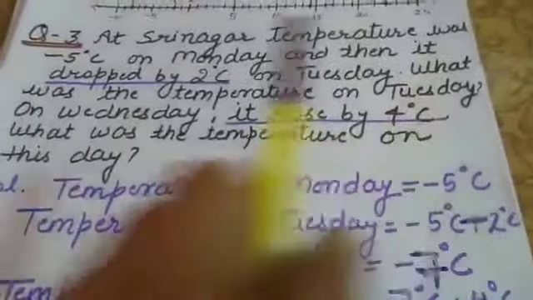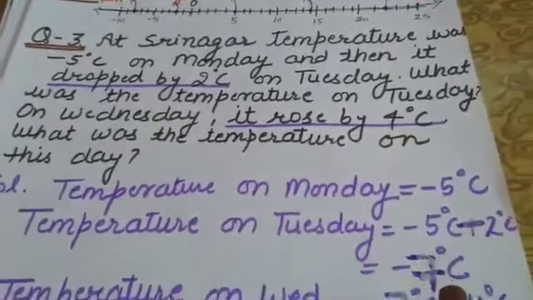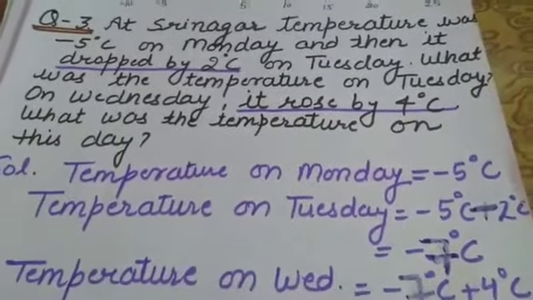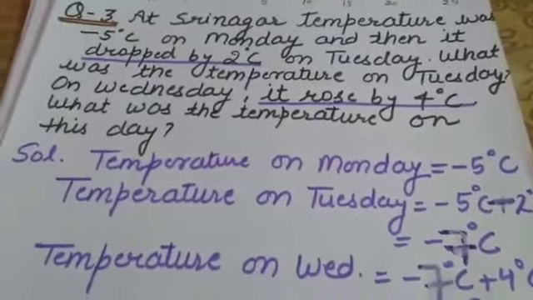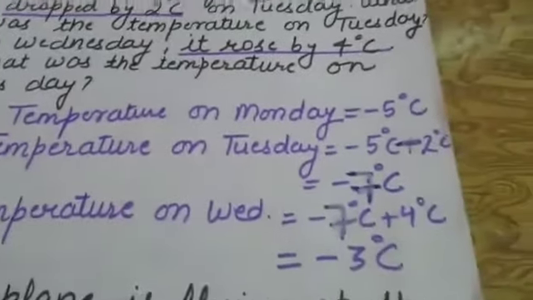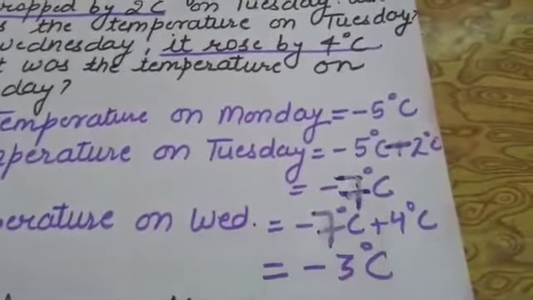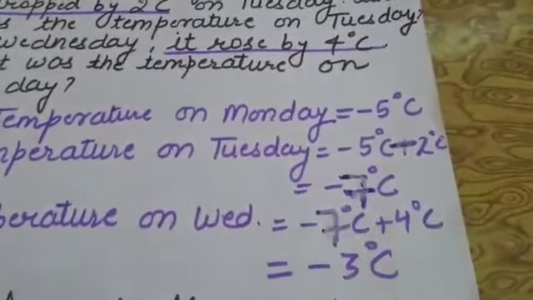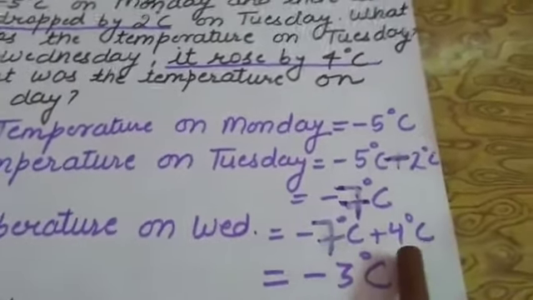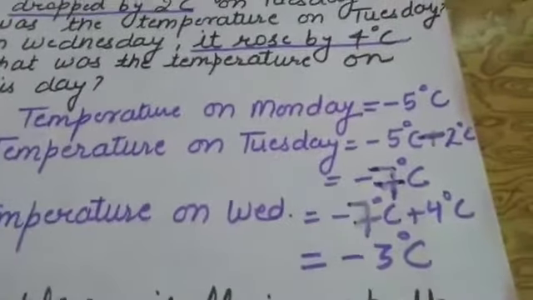Now one more part is in the question. On Wednesday it rose by 4 degrees. After Tuesday, on Wednesday the temperature changes again and it rose by 4 degrees. What was the temperature on this day? Minus 7 is the temperature on Tuesday. After this the temperature rises, so you have to add. Minus 7 degrees plus 4 degrees gives minus 3 degrees, which is the temperature on Wednesday.